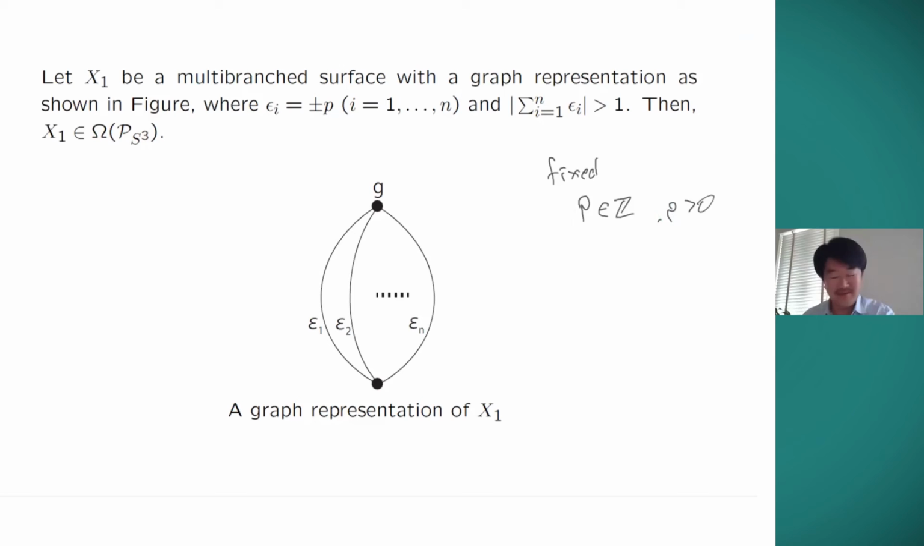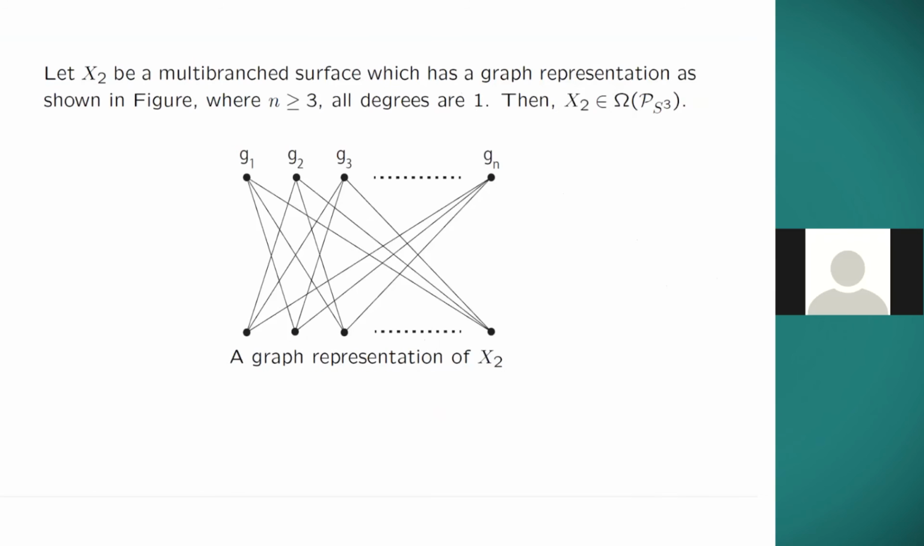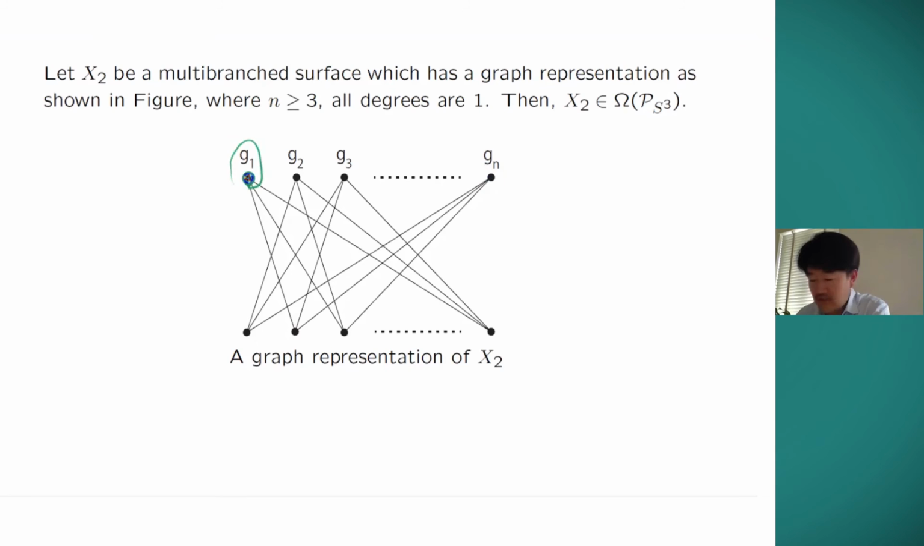And next, we consider X2. We consider this graph representation of X2. In this case, we consider n sectors. Each sector has genus g1 and genus g2, and we consider n greater than or equal to 3. We omit the covering degree: all covering degrees are 1. Then this multibranched surface belongs to Omega PS3.